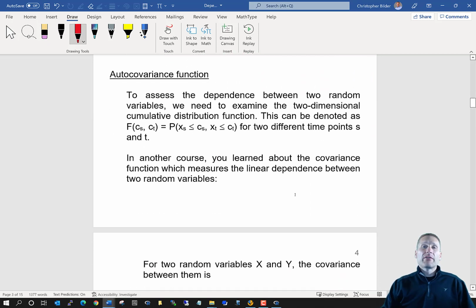Okay, so now we've defined the mean function itself. That's not going to tell us about dependence, but we're going to use that in how we measure dependence in this next part. In a mathematical statistics course, you've talked about the covariance between two random variables, which measures the amount of linear dependence that exists between them.